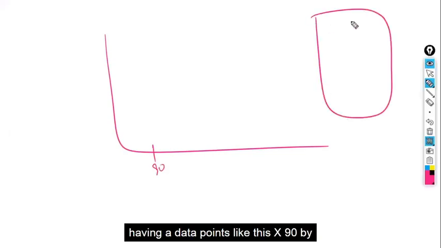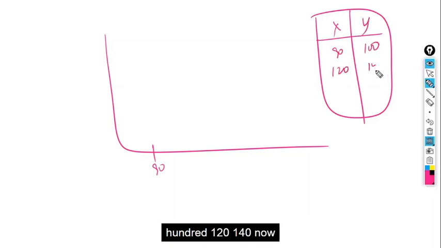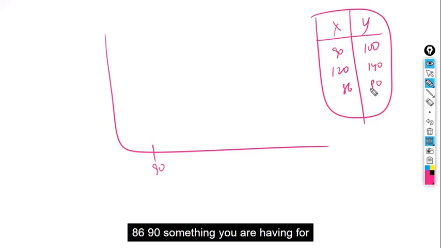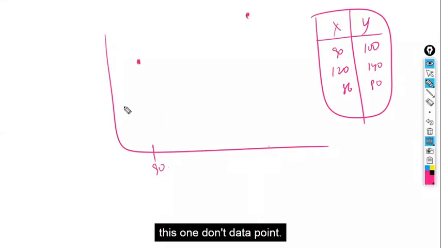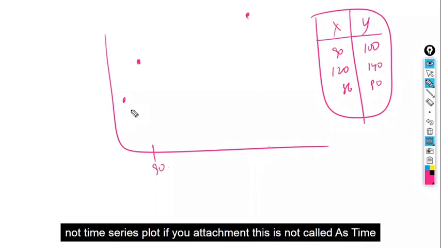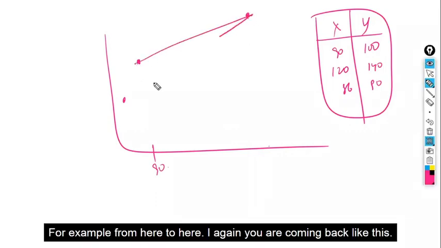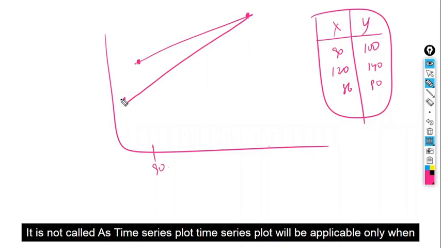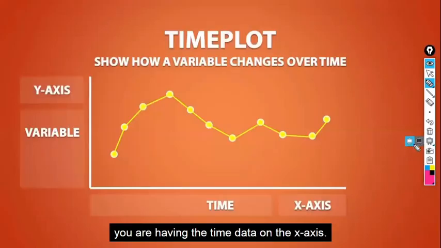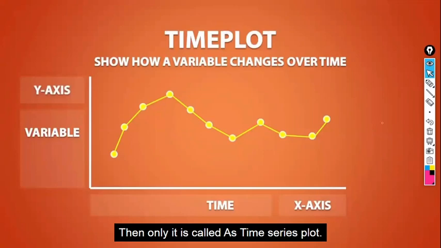For example, I am having data points like this: 90 by 100, 120, 140, now 86, 90. For 90, 100, the first data point. 120 versus 140, second data point. 86 versus this one, third data point. Then this is not called a time series plot. If you attach them, this is not called a time series plot. For example, from here to here, and again you are coming back like this, it is not a time series plot. Time series plot will be applicable only when you are having the time data on the x-axis. Then only it is called a time series plot.